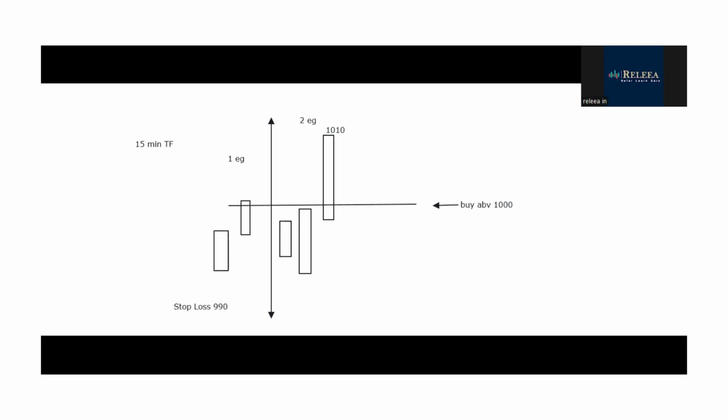So what is the proper setup, according to me? When I tell you to buy above 1,000, the rate is running here, and at this point you can see it has just closed above 1,000. What you have to do is, when the next candle breaks this high, maybe 1,001 or 1,002, take a trade and keep the stop loss at 990. My target might be 1,020 or 1,030, whatever it is. Then take a trade.